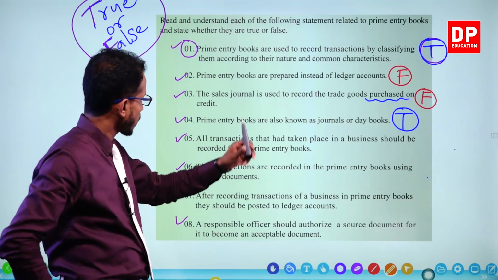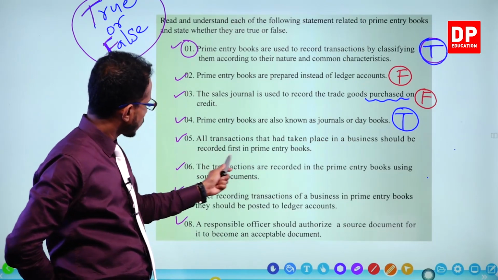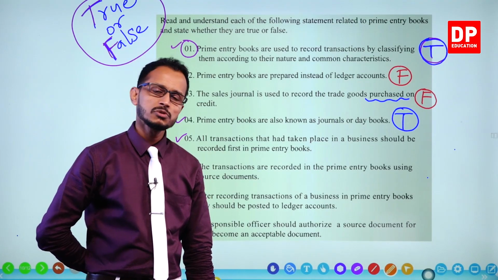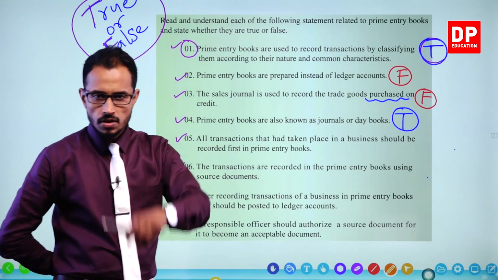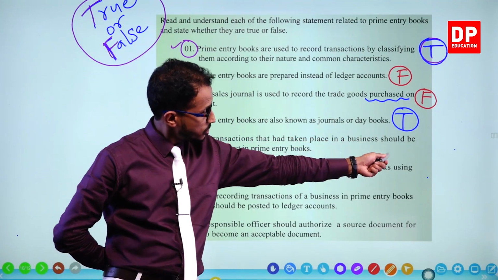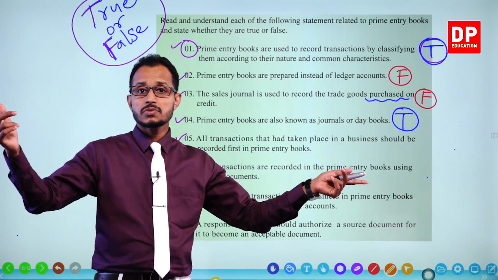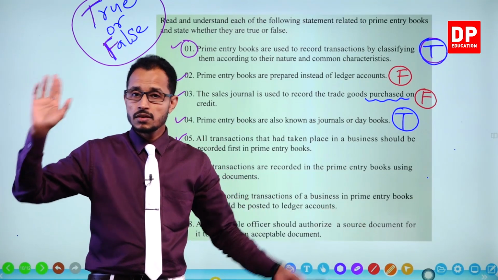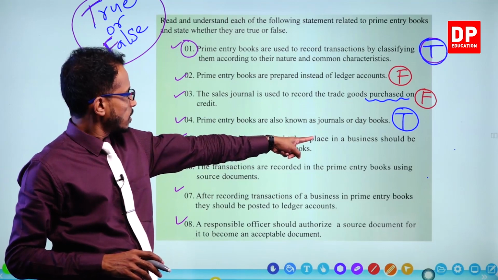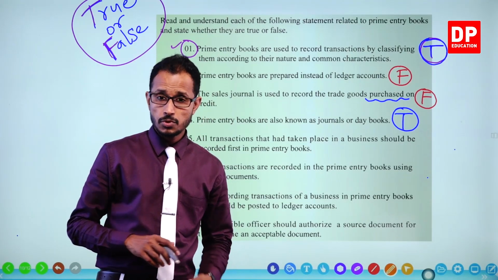The next one, I'm not going to answer. You're going to answer. Let's see. All transactions that had taken place in a business should be recorded first in prime entry books. What do you say? Let's look at it again. All transactions that had taken place in a business should be recorded first in prime entry books. All transactions, every single transaction, everything should be first recorded in a prime book.